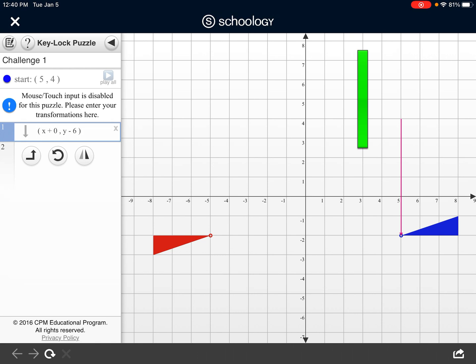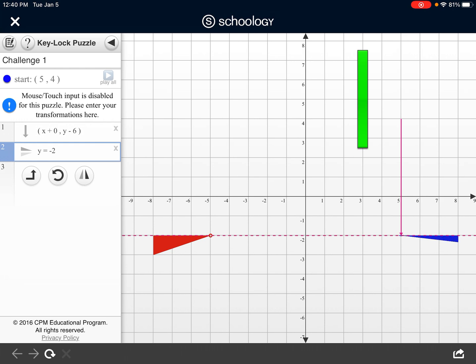Okay? So then I'm going to flip the triangle because I need it to match up with the other triangle. So when I flip it, I get 2 different options. The first option is to flip it on the X, and the second option would be to flip it about Y. So I'm going to flip this about Y equals -2, and it's going to flip down.